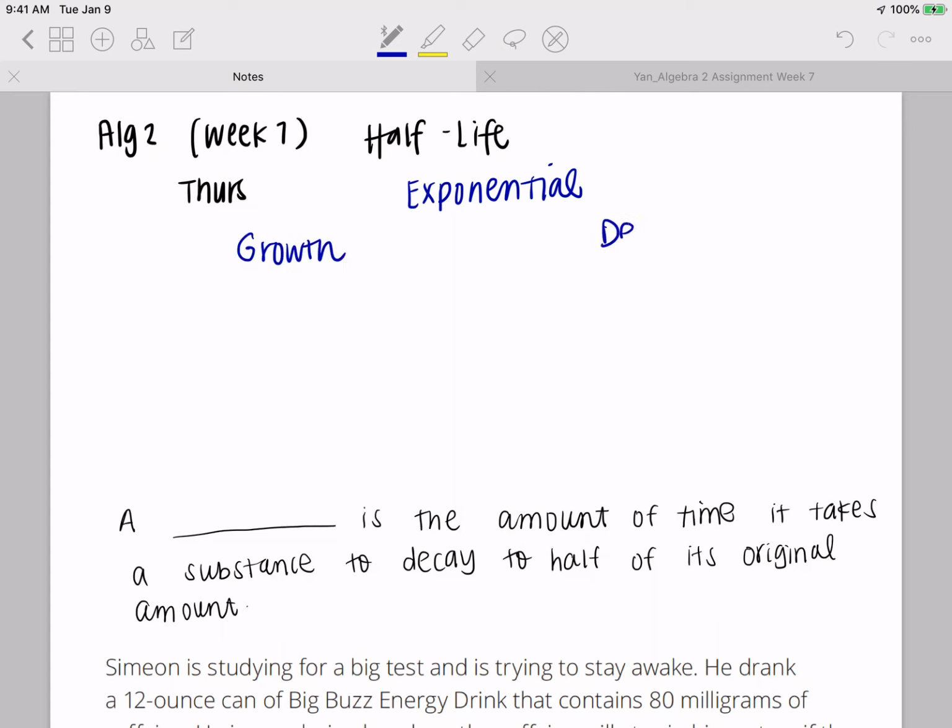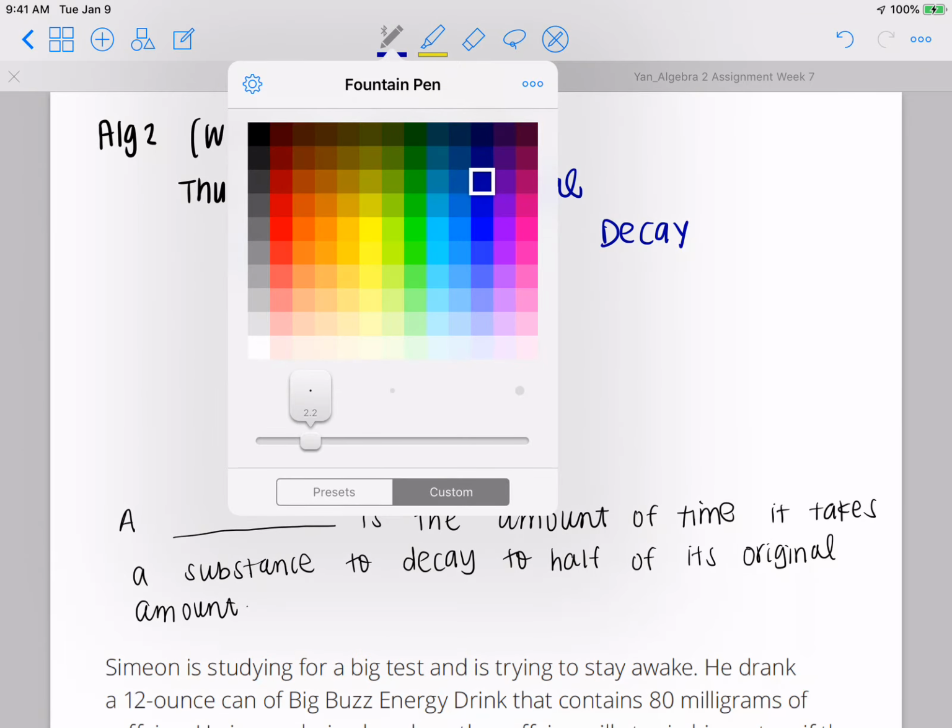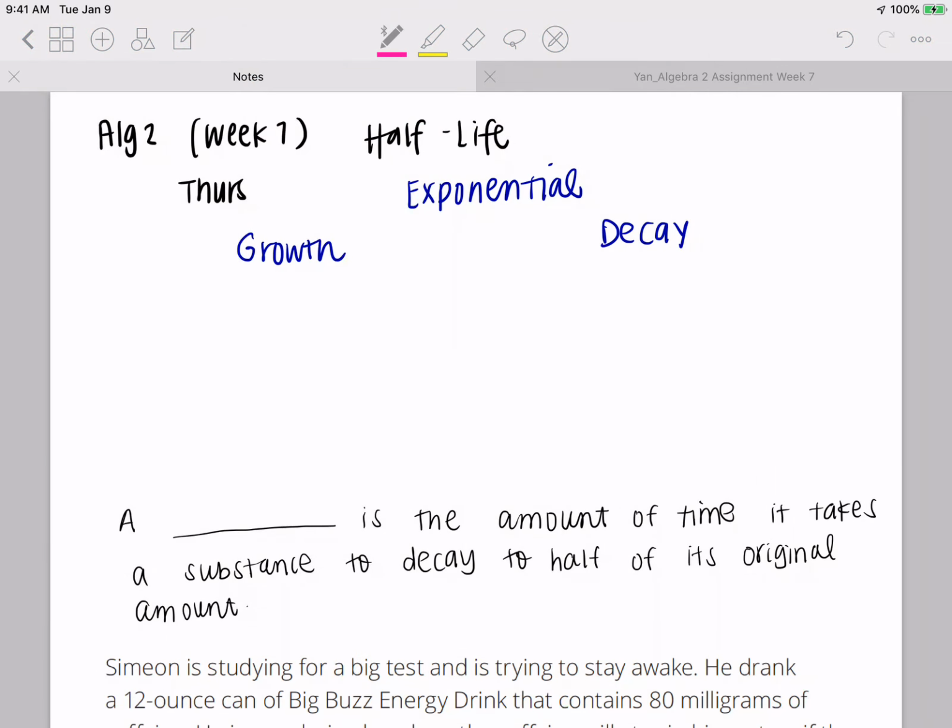So we have growth and decay. When we talk about growth, we are still talking about the same formula, a times b to the x power, but the first number doesn't really matter. I can use any number, so I'm not going to put anything there. But the b part, raised to the x power, really matters. If we are talking about growth, that means we want to see a number that keeps on increasing and increasing.